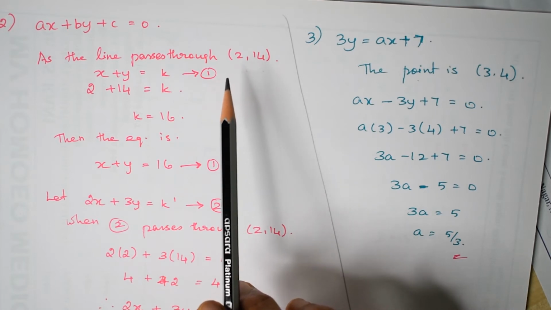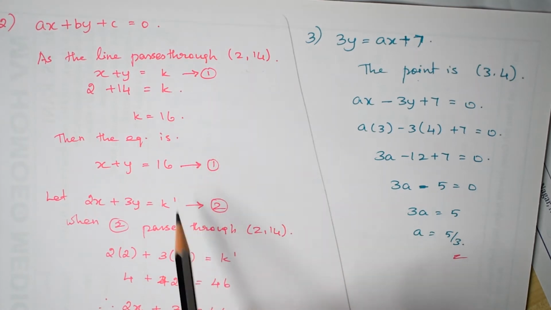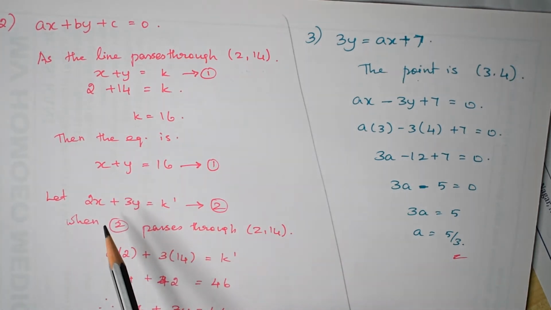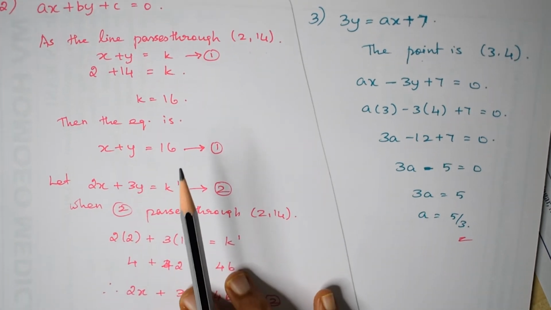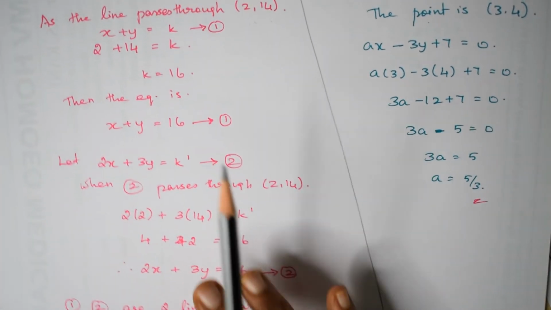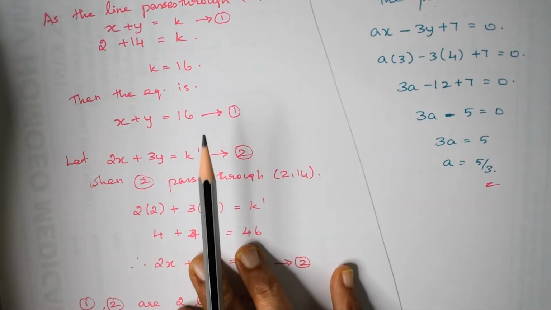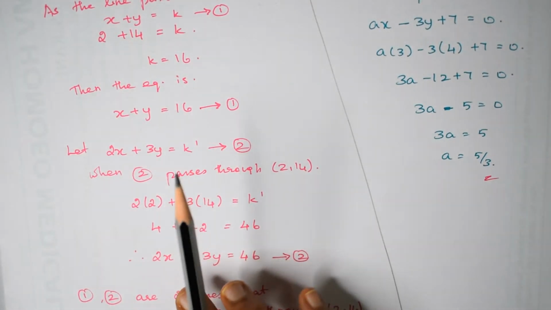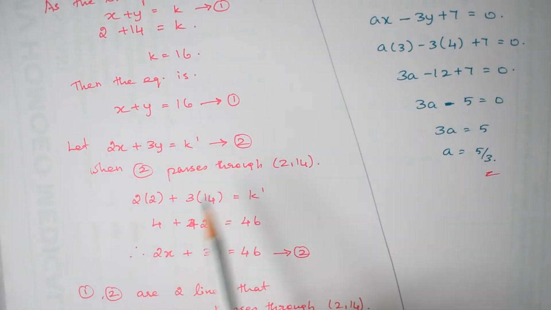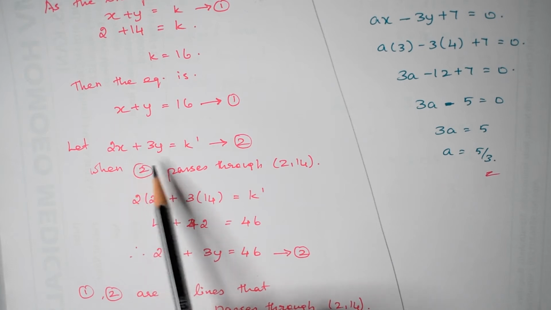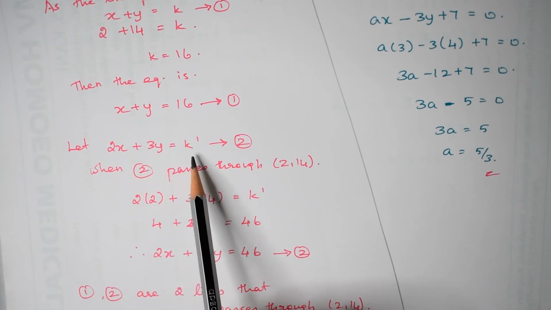They are asking whether many more lines can be drawn. That was the question. So we are framing one more equation now. We saw that 2 lines were passing through the same point, and we can draw any number of lines through the point. We are going to make one more line through the point. Let us make the second equation 2x plus 3y is equal to k dash.